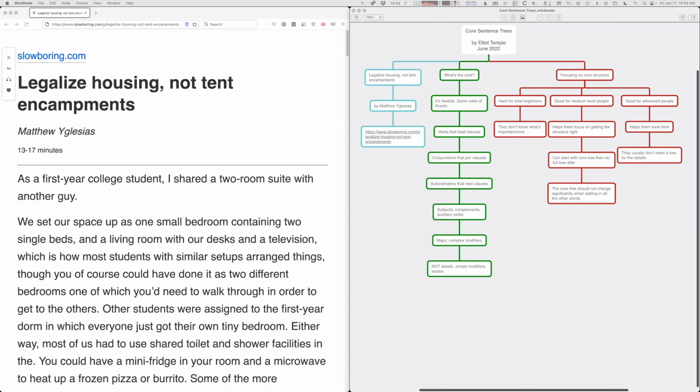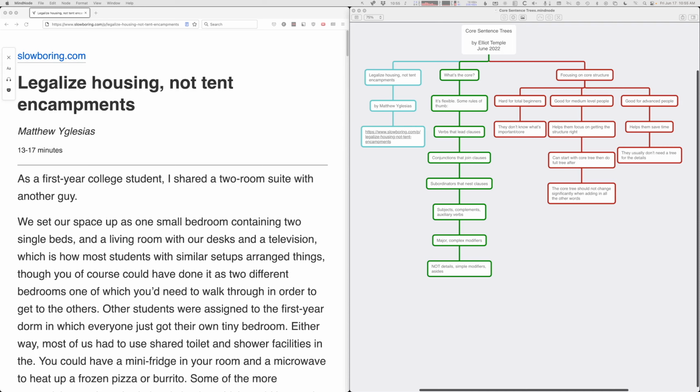If they're having a hard time with a sentence, they can focus on just the important parts and leave out the rest. It makes it easier to get it right, and then they can do the full tree afterwards. It's also good for advanced people who probably don't need the full tree. They can just do a quick tree with the harder parts and skip the rest.